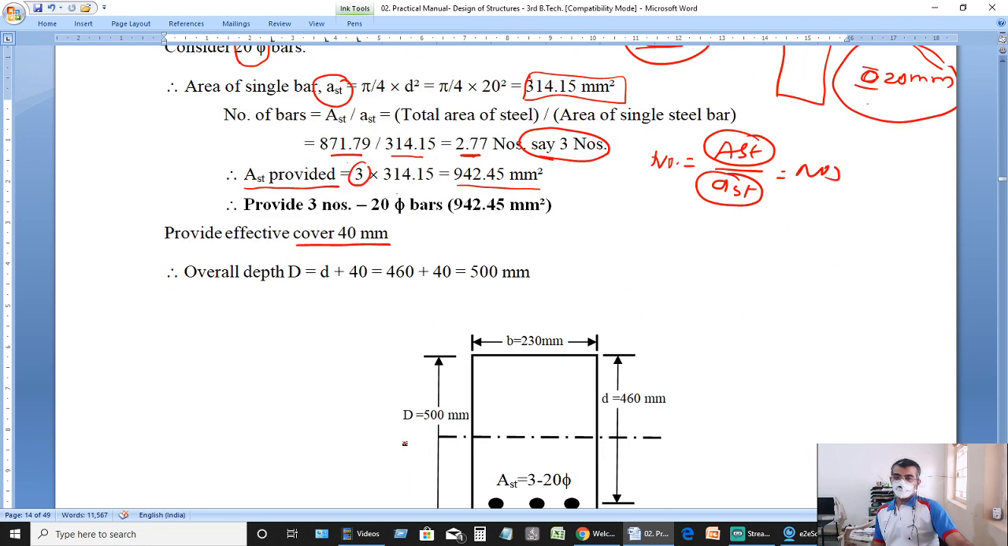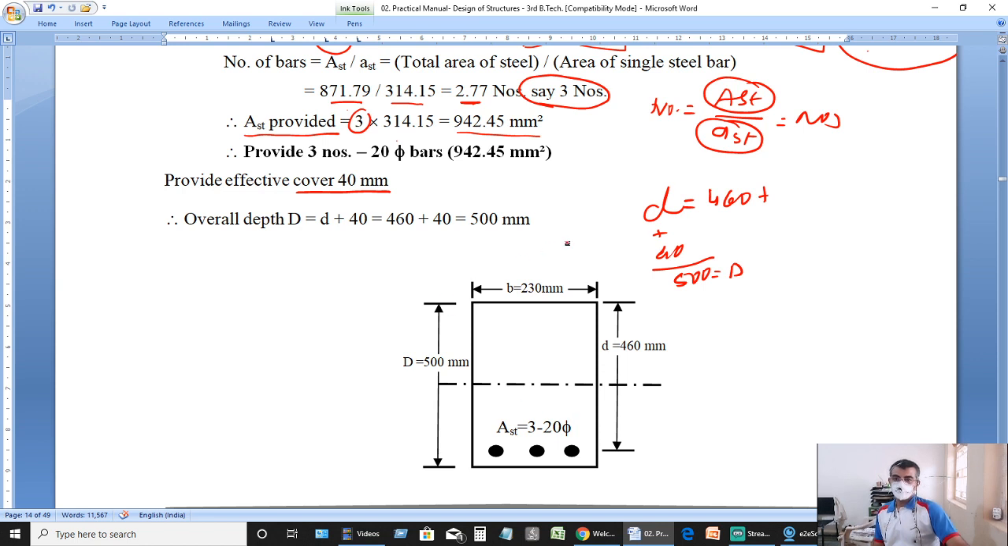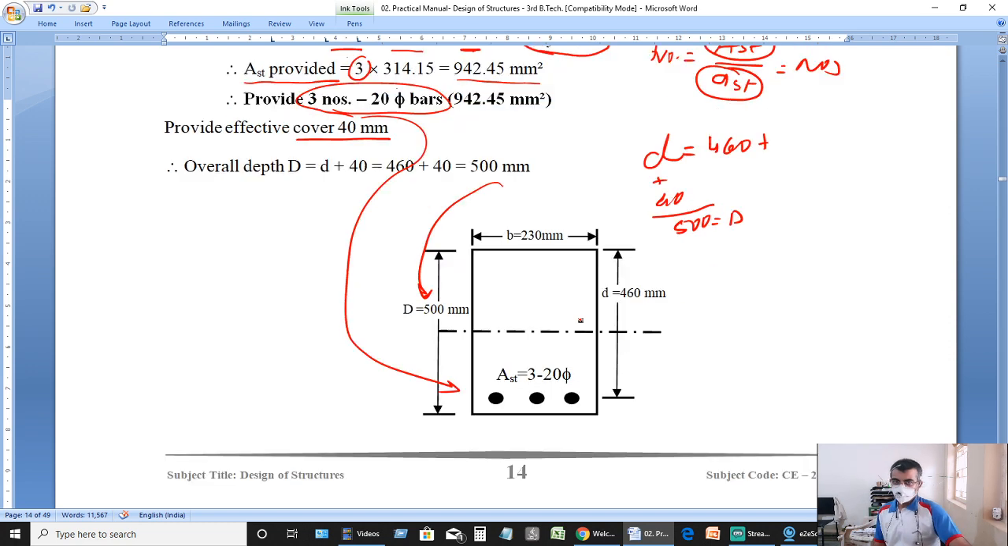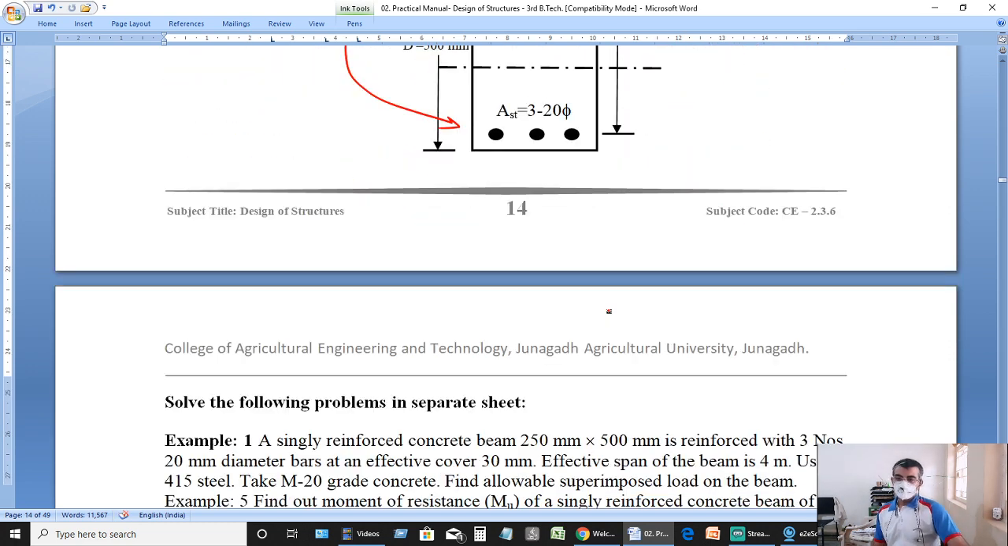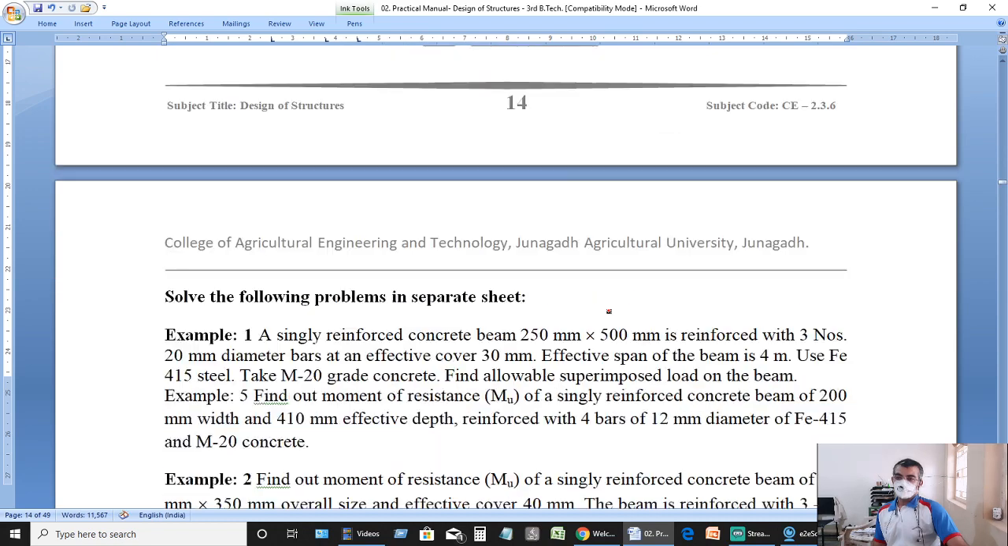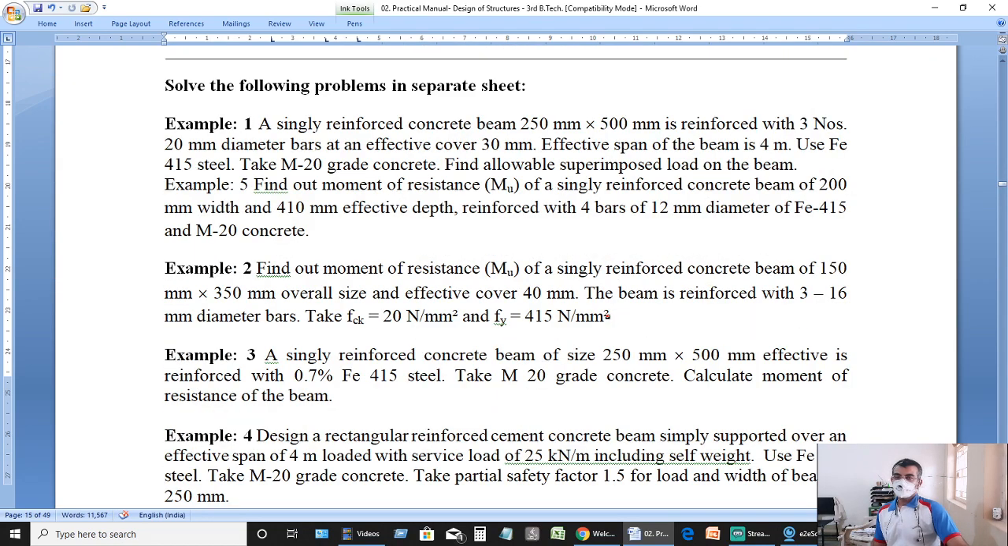Then you assume the cover, that is 40 mm. So the overall depth will be the effective depth that you derived, that is 460, plus here you provide the 40 mm cover. So total is 500 mm, that is the overall depth, and then you draw the figure of your design, right? So this is what is given here, and this is what is given here. b you already derived, and this is how you can find out the design of a singly reinforced beam. Now you solve this problem.